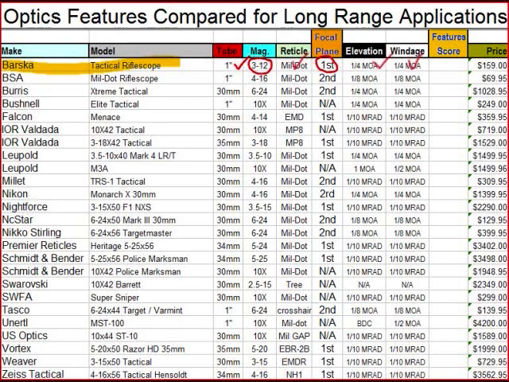Mil-dot reticle's good, but we notice here minutes of angle, okay? So our units of measurement on our elevation and windage adjustment are in minutes of angle, and our reticle is a mil-dot. So we have milliradians as one system of angular measurement in our reticle, and we have minutes of angle as the system of measurement on our knobs. And that's not a desirable feature, so that did remove a couple points there. So our overall feature score was a C. So that's not bad. That'll work. The features on the Barska Tactical Rifle Scope are fine. They're not super good, but a C is not a bad grade.